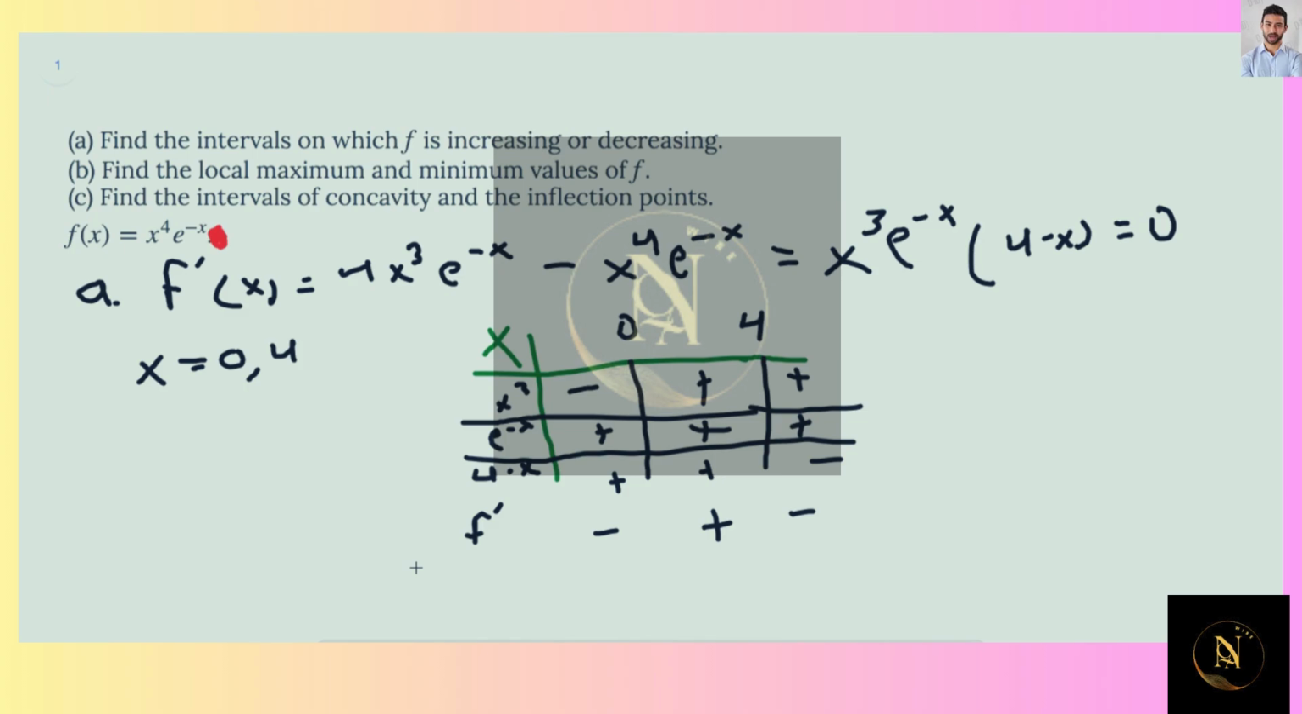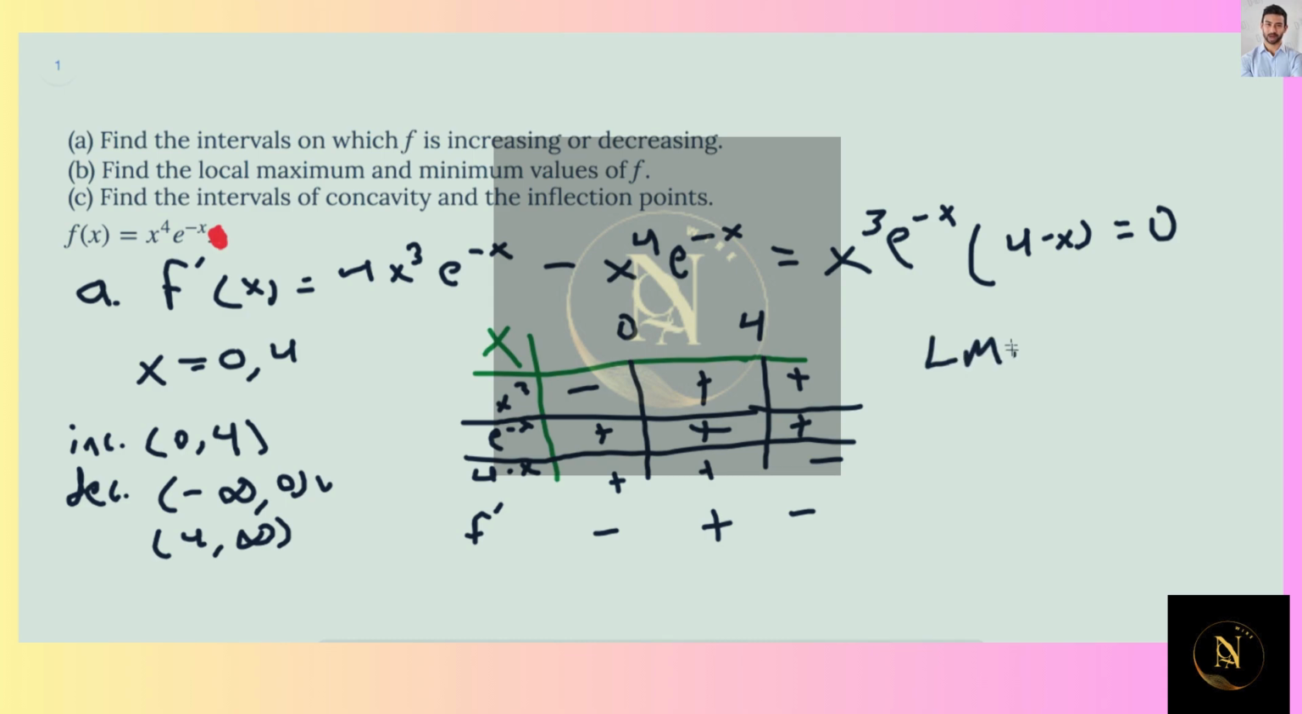So now that we know the sign of f prime, we know what is increasing or decreasing. So it is increasing between 0 and 4. And it is decreasing from negative infinity to 0 and 4 to positive infinity. And we can also figure out the local mins and max because we know the directions in which the function is moving.